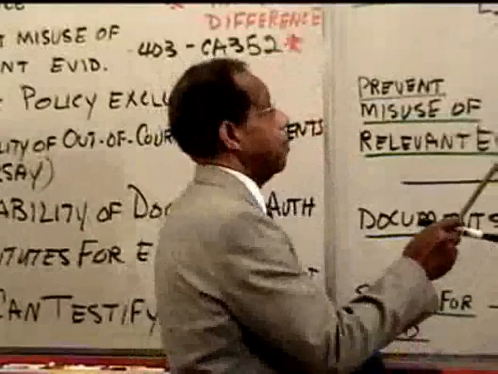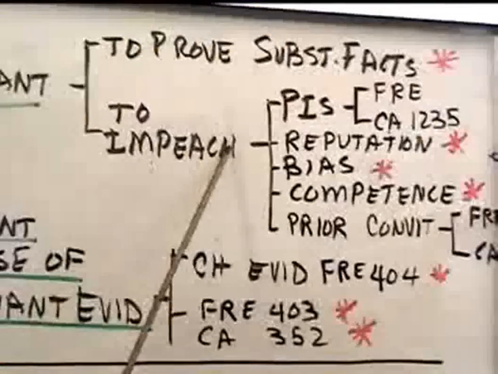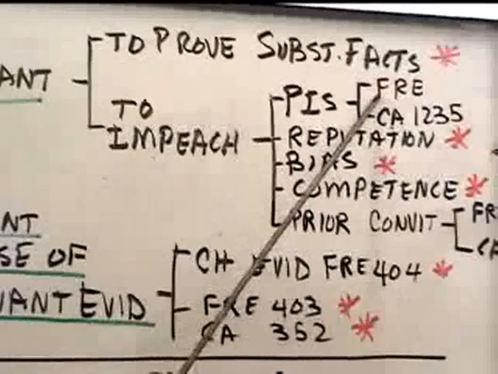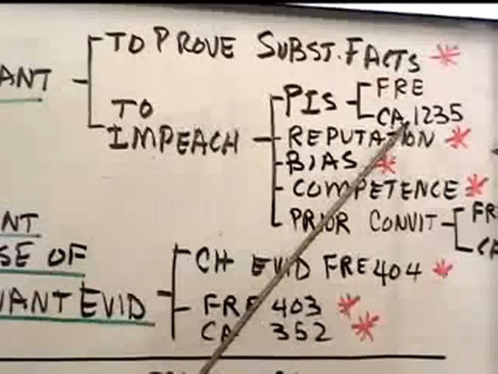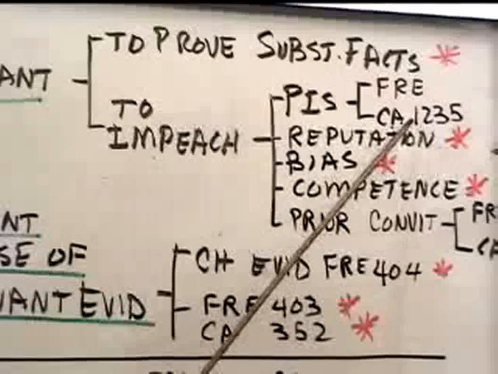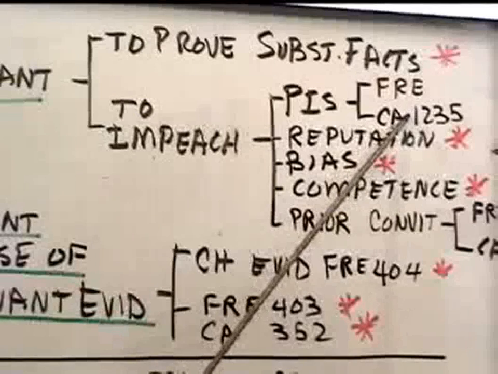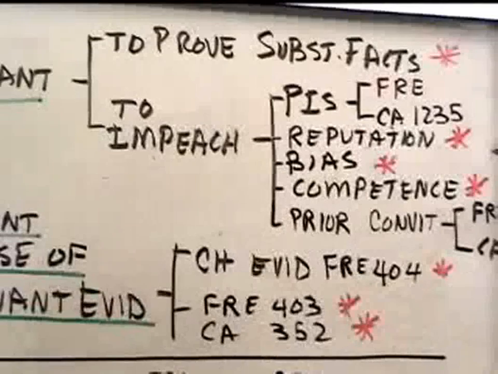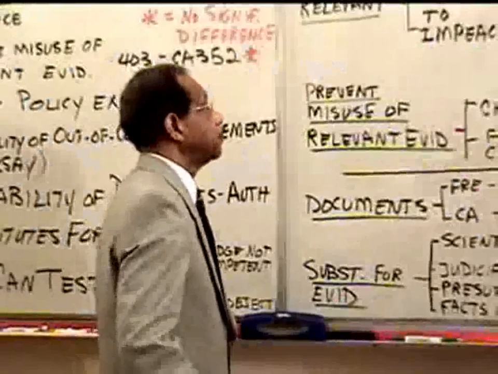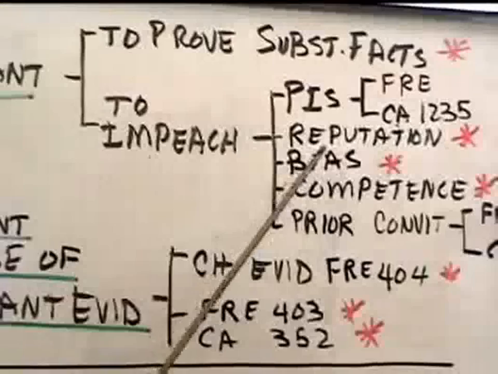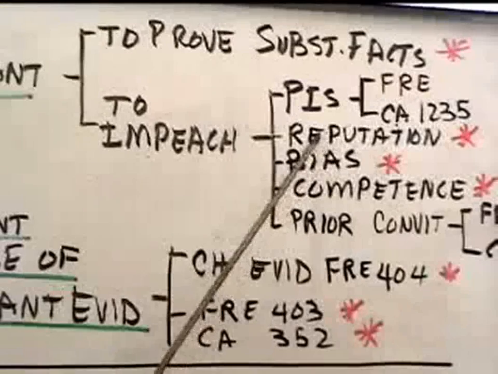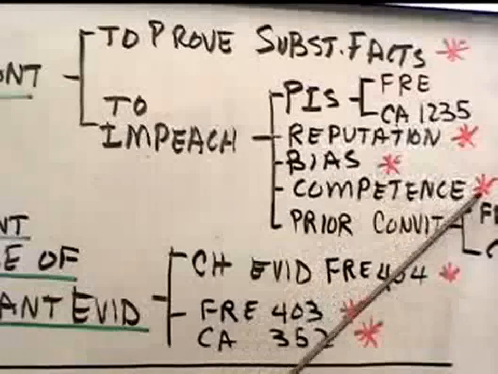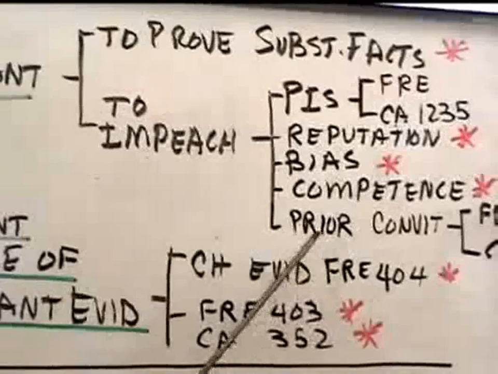So again, back here, evidence relevant to impeach, prior inconsistent statements, under the federal rules to impeach only. California at 1235 and also at 769 and 770, you might add those to your notes. It shows that this evidence is admissible for its substantive value in California. You can impeach by poor reputation for truthfulness, bias, lack of competence, and you see the red asterisks on all of those. Also, prior convictions.